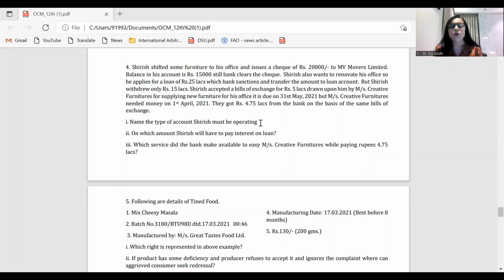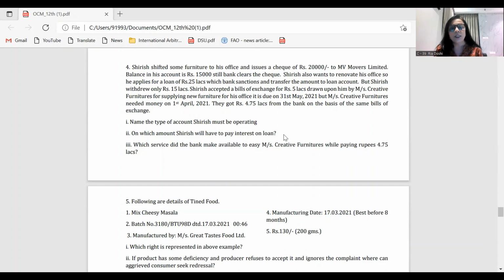So Mr. Shirish, out of the loan of 25 lakhs, has withdrawn only 15 lakhs. Okay, only 15 lakhs. Therefore, if you see the second question, on which amount will Shirish have to pay the interest on loan? Since this is a loan, he has to pay interest on the entire amount of 20 lakhs. That is the amount which has been sanctioned, not just the amount which has been utilized. That is the case for overdraft and cash credit. But since this is a loan, he will be charged interest on the entire amount that is sanctioned to him.